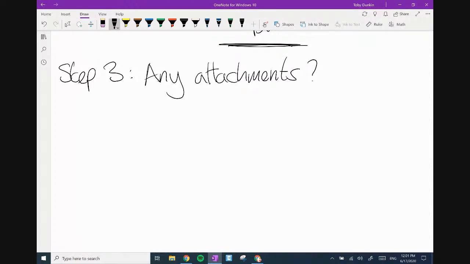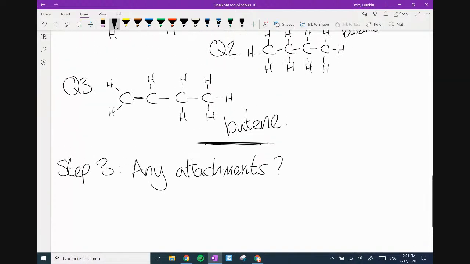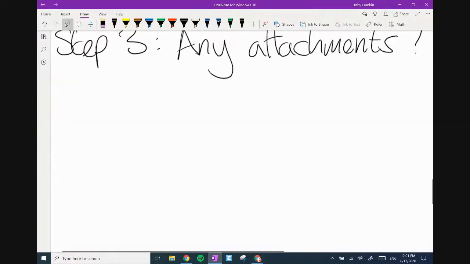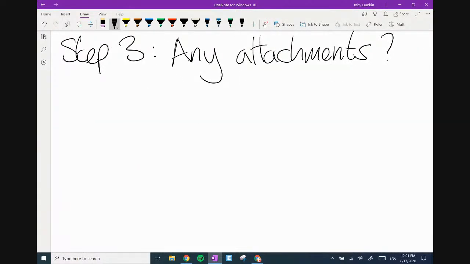Right, now this is where our families are about to appear. So we've got the main two. Is it based on a but or a prop or a pent or a hex or a hept or a oct or a non or a dec? You get the point. Or is it an ane and an ene? Which one is it? I'm going to leave it at that for now.